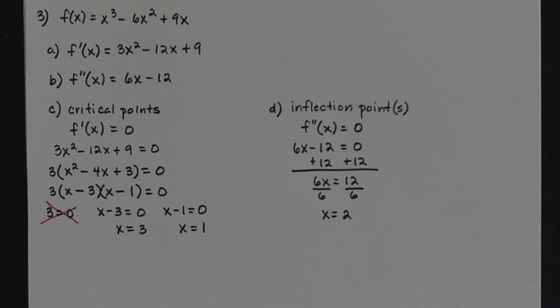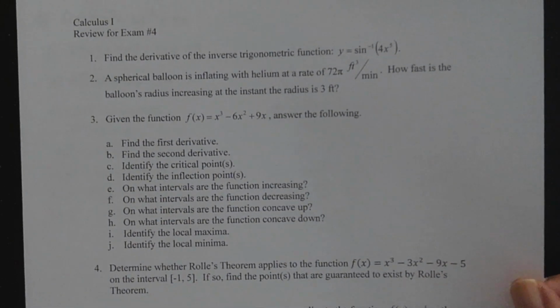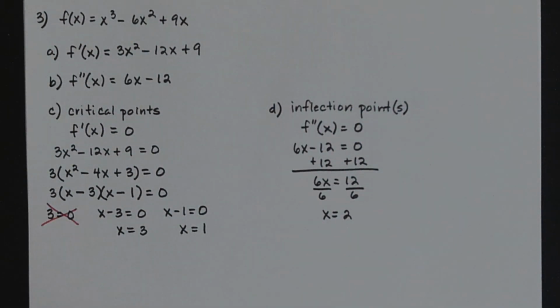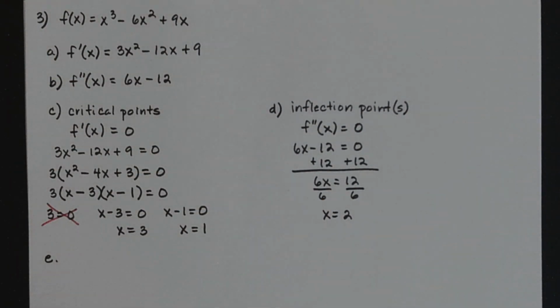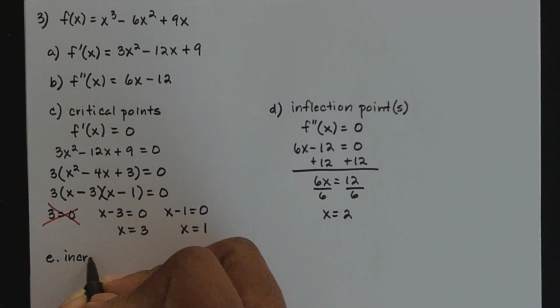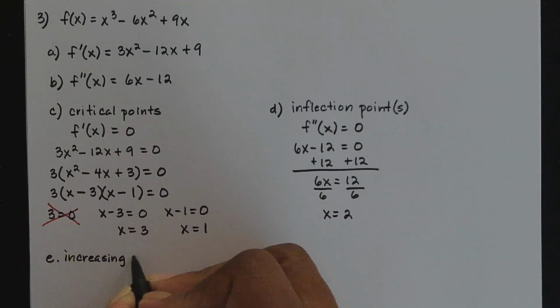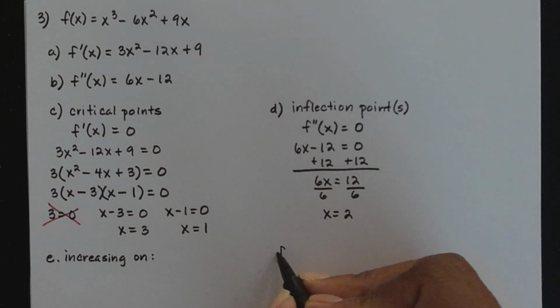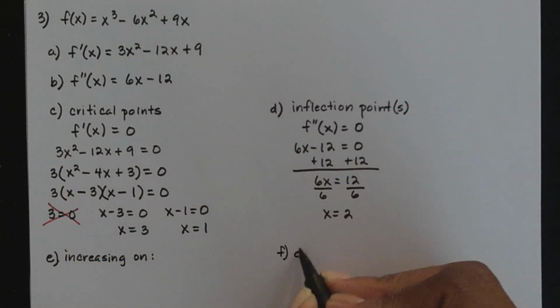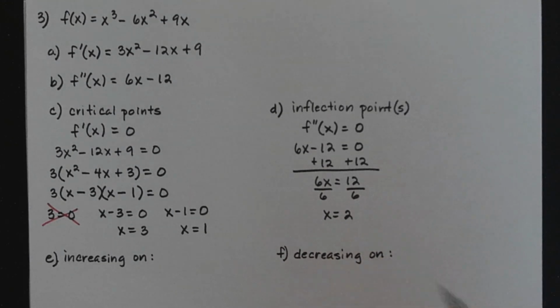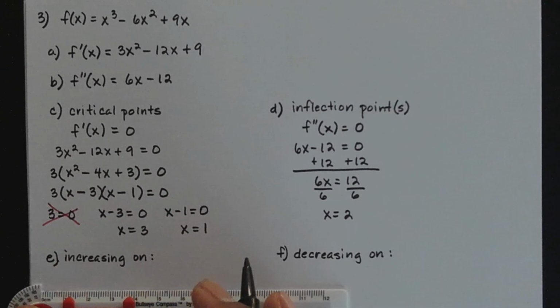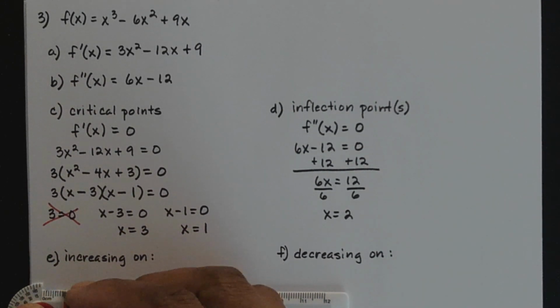Okay, now part E is this. On what intervals is the function increasing? And part F is on what intervals is the function decreasing? So pretty much, this goes back to part C where we had to find the critical points. I'm going to say here this is increasing on, and then for part F, it's going to be decreasing on, because that number line is what's going to help me determine the intervals on which the graph of that function will be increasing and decreasing.